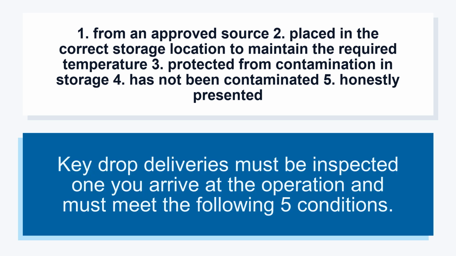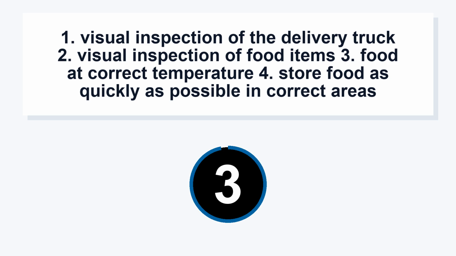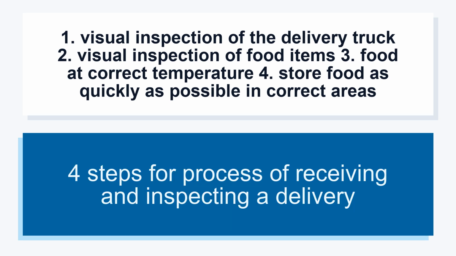Key drop deliveries must be inspected when you arrive at the operation and must meet the following 5 conditions. 1. Visual inspection of the delivery truck. 2. Visual inspection of food items. 3. Food at correct temperature. 4. Store food as quickly as possible in correct areas. For steps for process of receiving and inspecting a delivery.